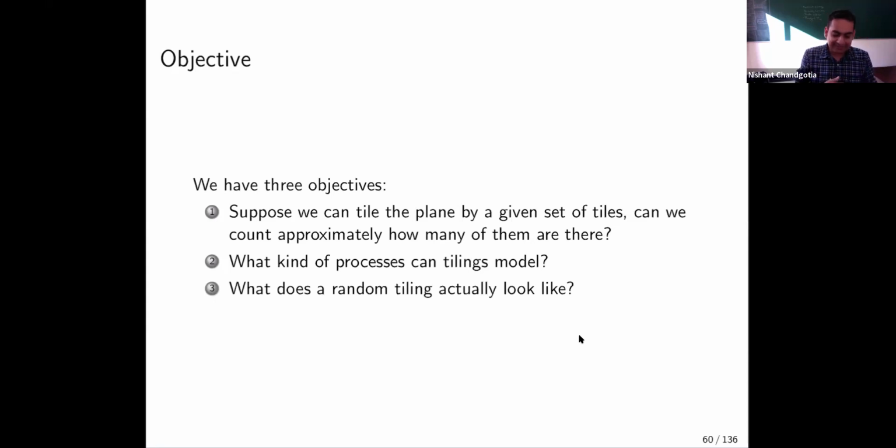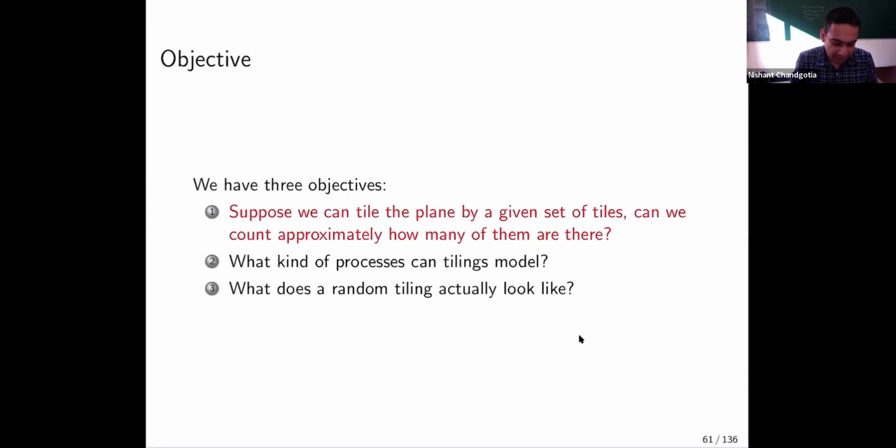And the third question, which is for me currently the most exciting part, and which I'll talk about the least, is what does a random tiling actually look like? Somebody gives you a bunch of tiles, and you tile as randomly as you want. What will the random tiling actually look like? So these are 3 objectives which we would like to get to in the next 20 minutes.